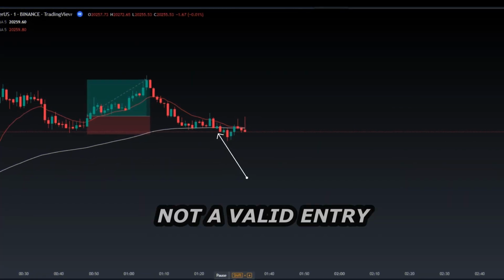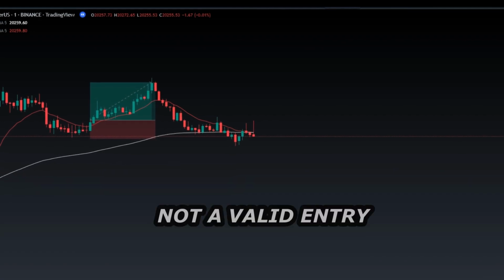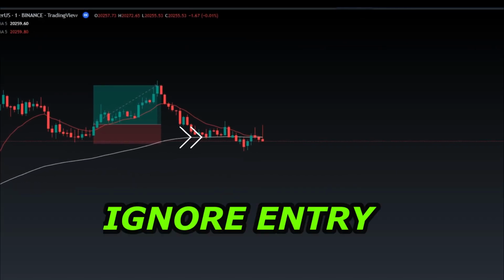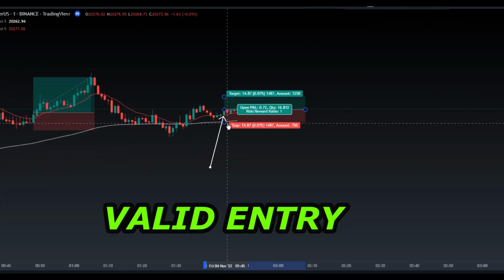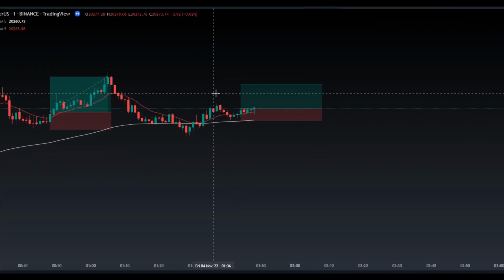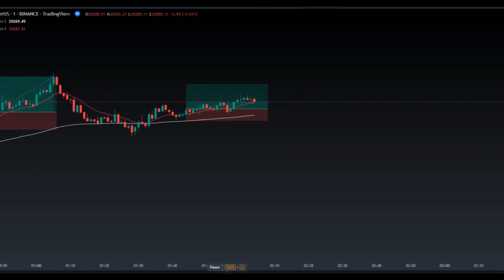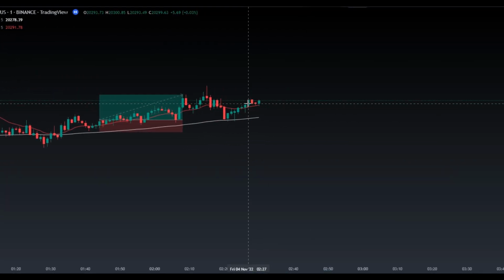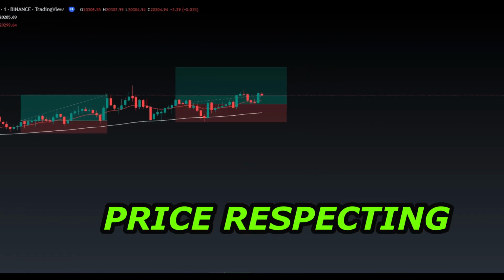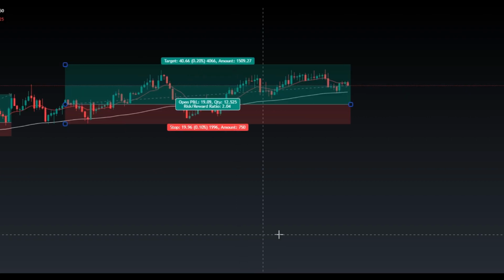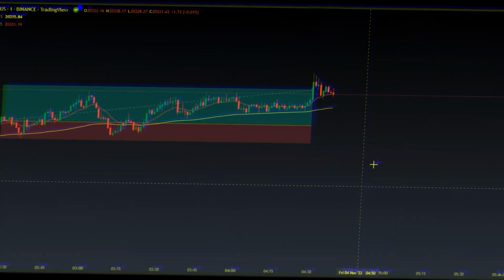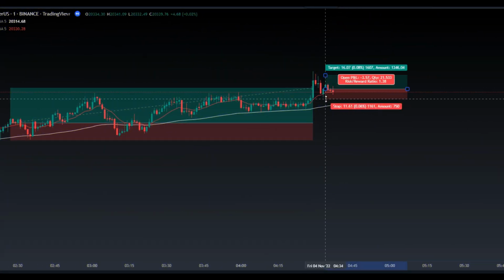This time the price crossed the signal EMA, but it was not clearly away from the trend line EMA. So we ignore this entry. Here is the valid entry, so we enter long. When the price is respecting the trend EMA, it is a sign of a possible long-term trend. You may hit some stop losses along the line, but the possibility of profitable trades is high.